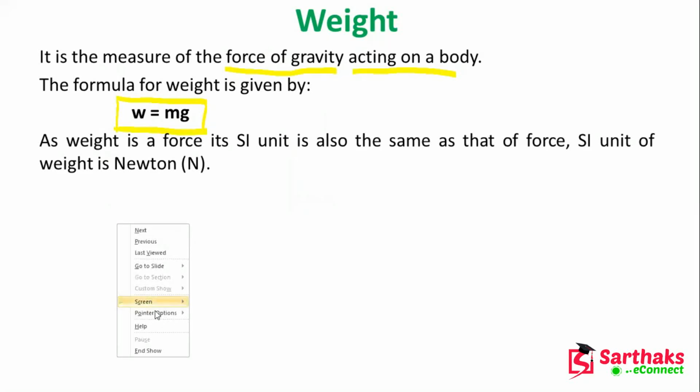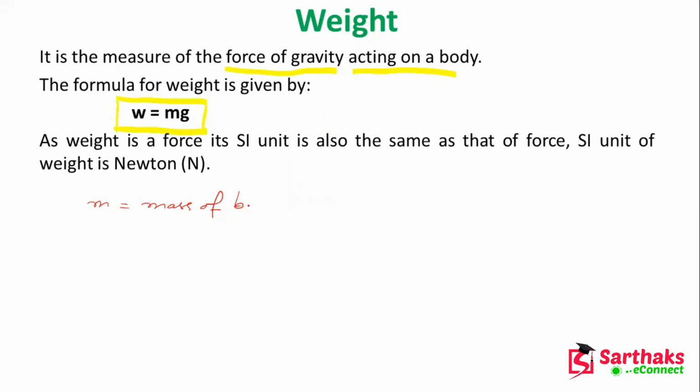Just a minute, I'm writing this. So here m is the mass of the body, g is the acceleration due to gravity, and the SI unit is the Newton.